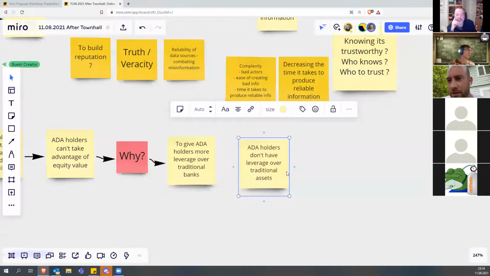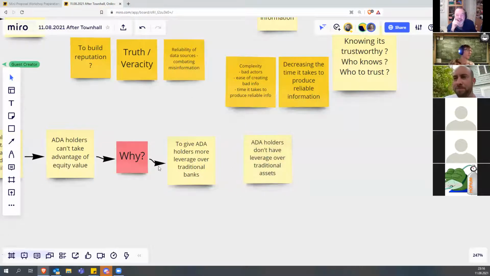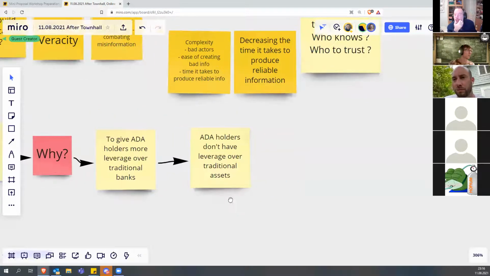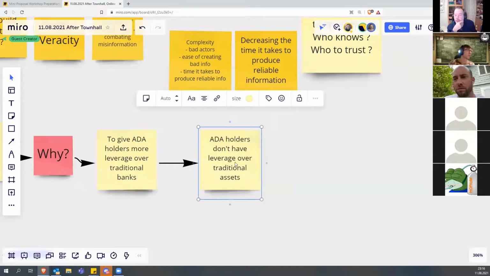There are other systems like ours out there that would liquidate your assets, for example, and our system, working with Cardano, would be providing collateral to those assets instead of liquidating them. Did I word it correctly? I think what I was saying is change it to: ADA holders cannot leverage their ADA the way they can leverage traditional financial assets. Yeah, that's it. That's good wording.